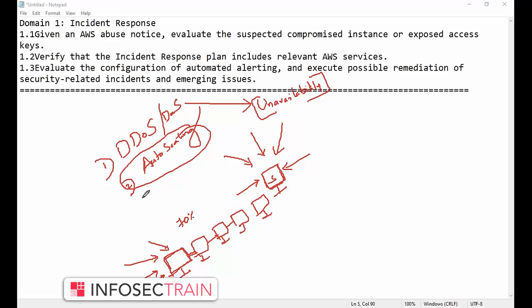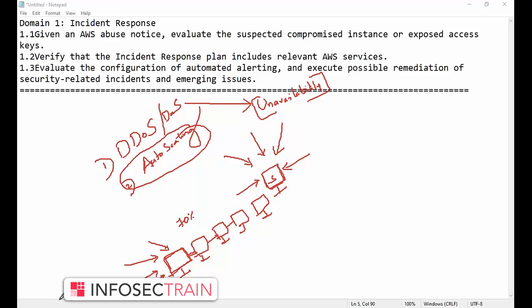Is it clear, Nayab? Perfect. Others, is it clear? Any doubts you have in this? Till now, any doubts you have?